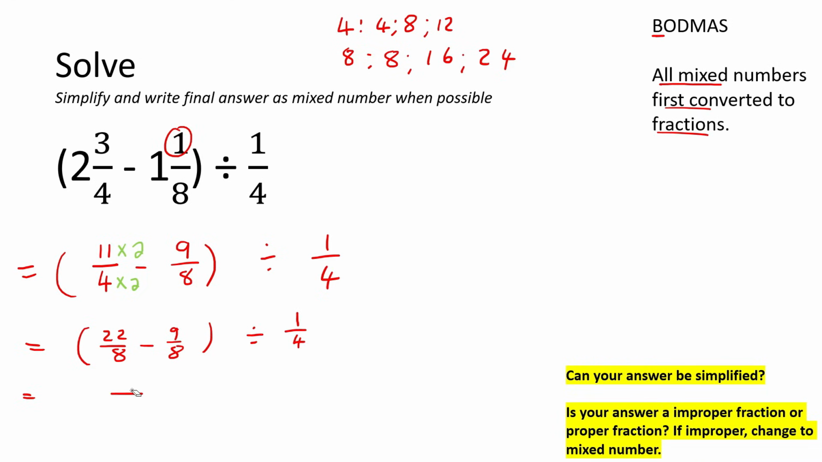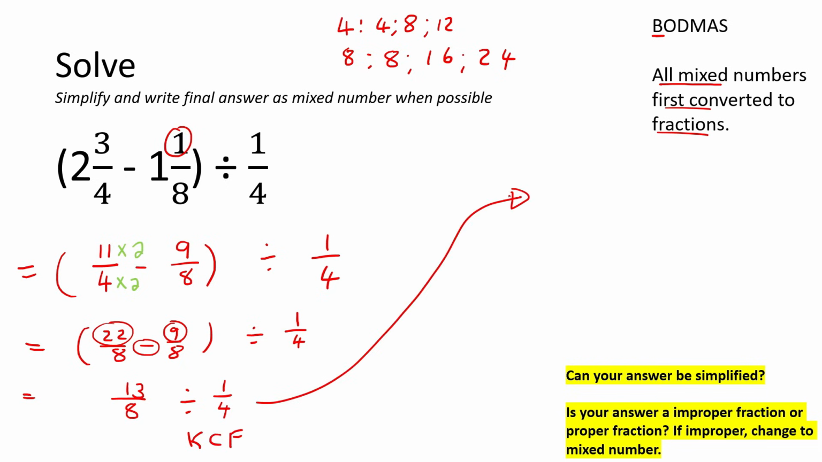Now we can just say over 8. 22 take away 9 will give us 13, and then here we have divided by 1 over 4. Okay, so now we are dividing fractions. So we know that when you divide fractions, we do keep, change, flip. So we keep the first fraction the same. We change the sign from a divide to a multiply, and then we flip the fraction upside down.